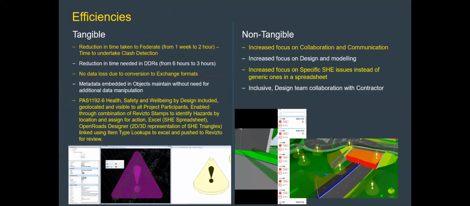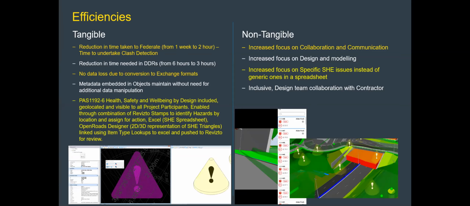Back on a bit more of the efficiencies that we've found. Obviously, time and resources to federate and to do clash detection has been reduced drastically. Time in the DDR, so previously DDRs were running around 6 to 7 hours, and this was primarily because of the size of projects. The ones we're doing now are no longer than 3 hours, and a lot more focused around what the disciplines have changed since the last one, and a lot more discussion goes on between the DDRs now because of the issue tracker.